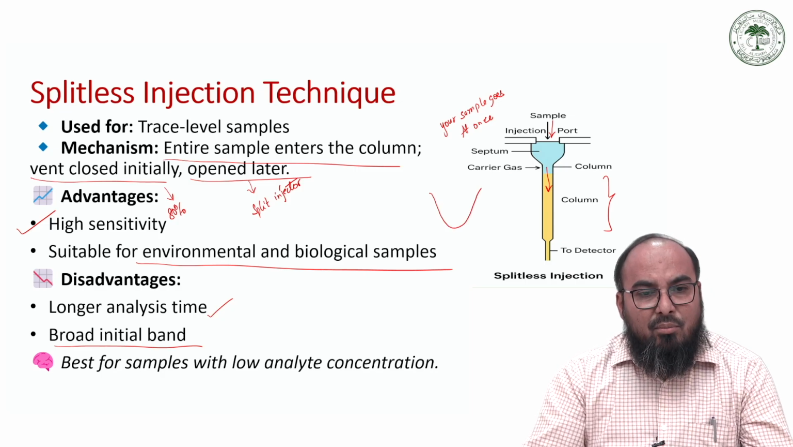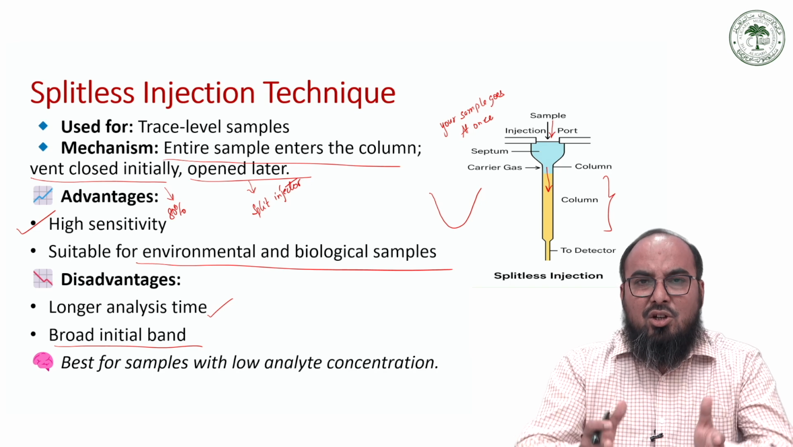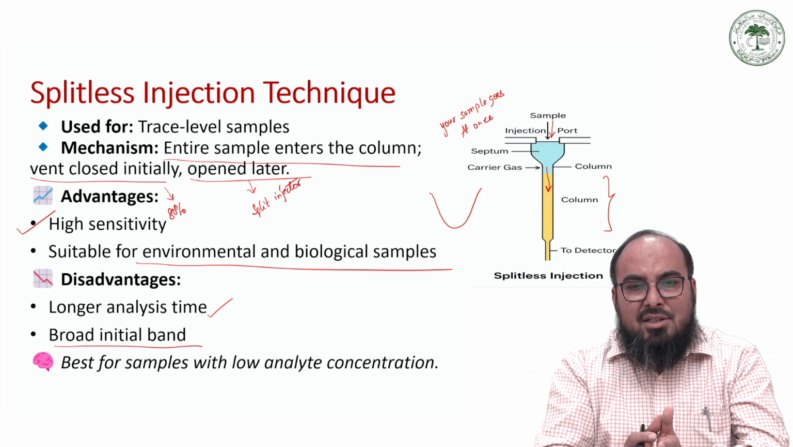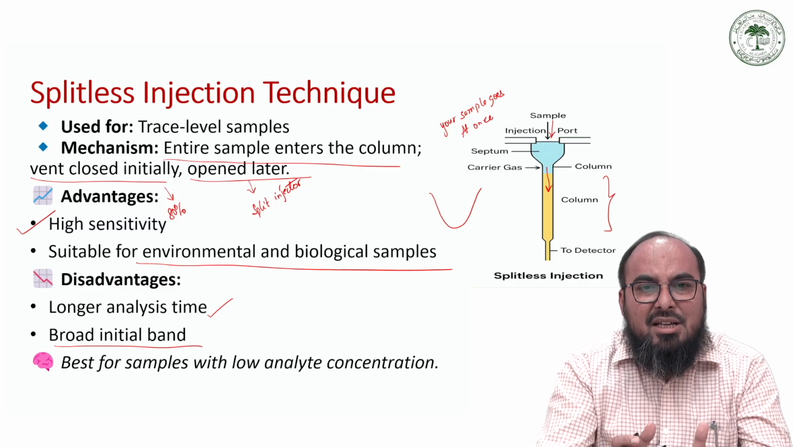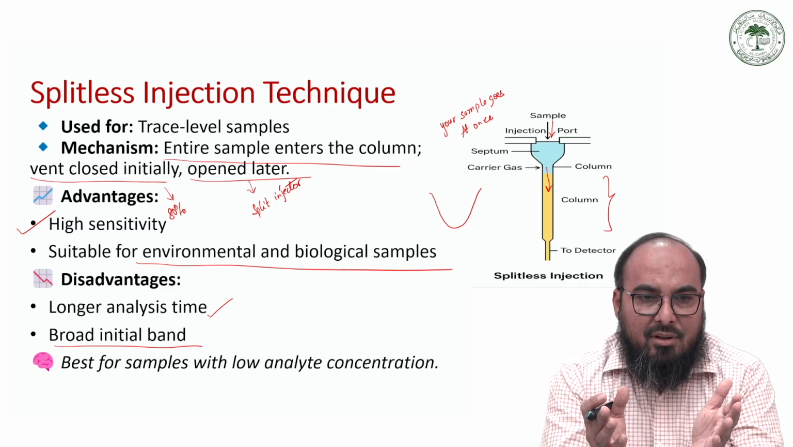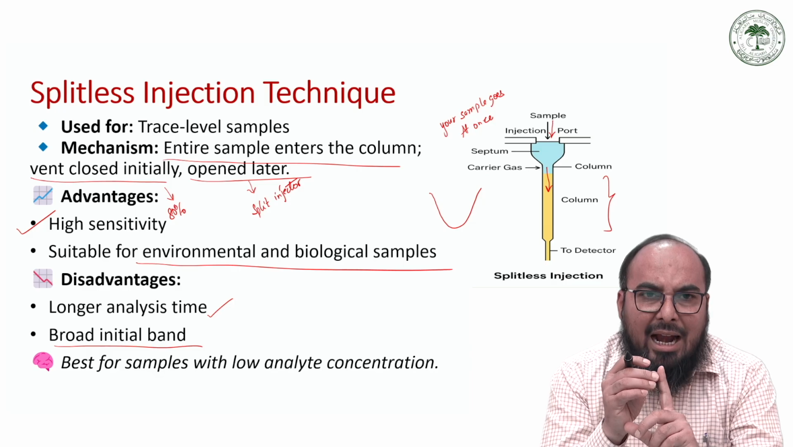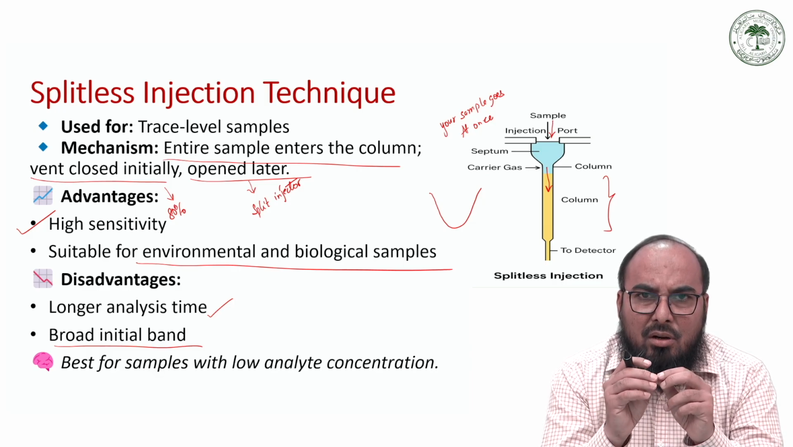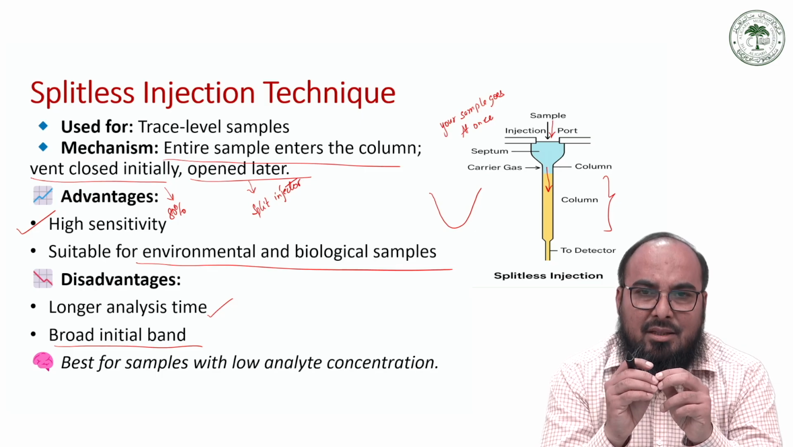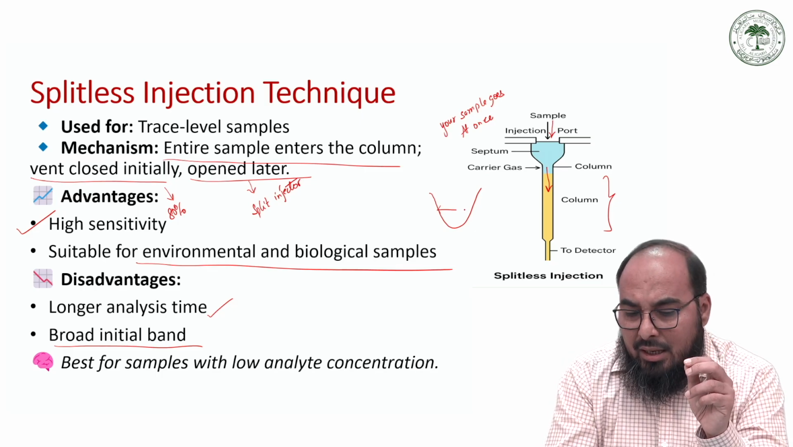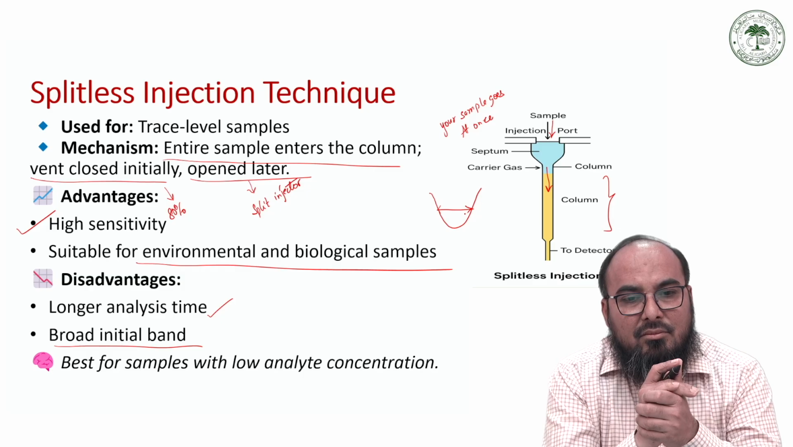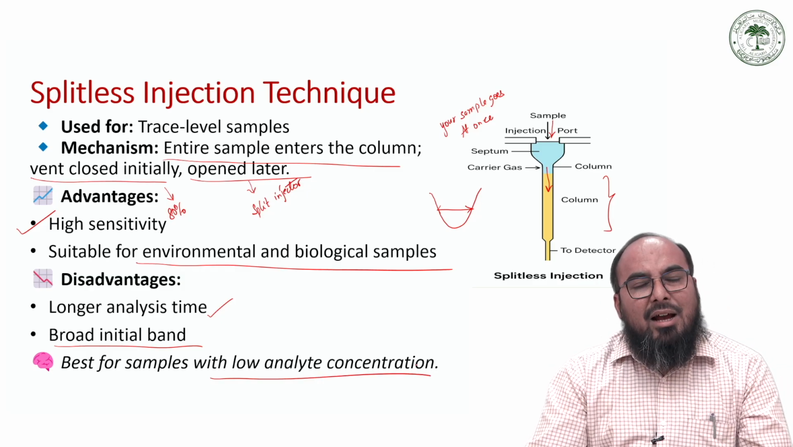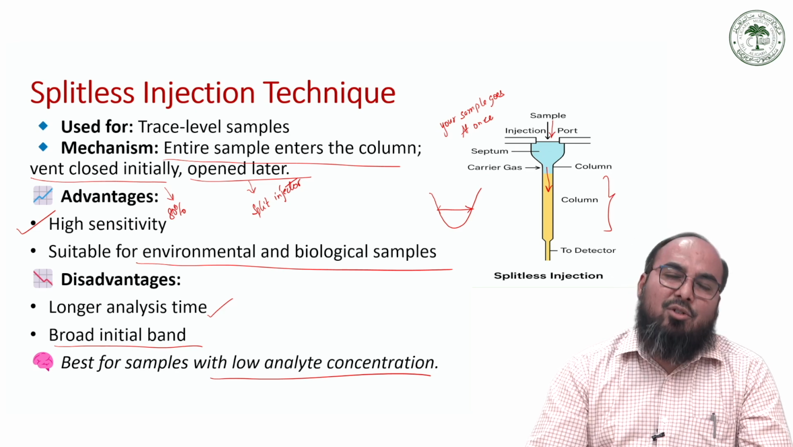Okay, so in splitless injection, the sample goes straight in, and after a certain time the vent opens and it becomes a split injector. For an ideal injection, your band broadening should be as small as possible, and it is good for low analyte concentration, while the split one was good for high analyte concentration.